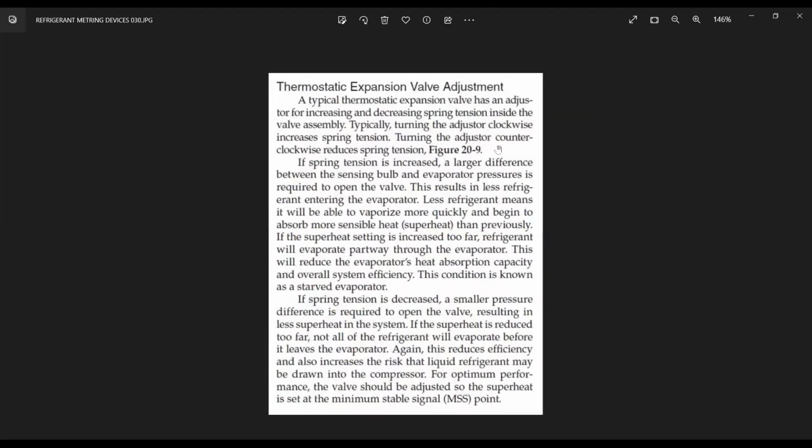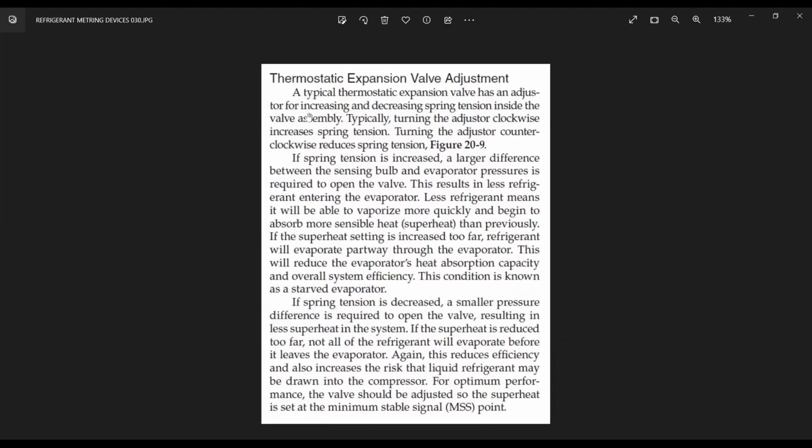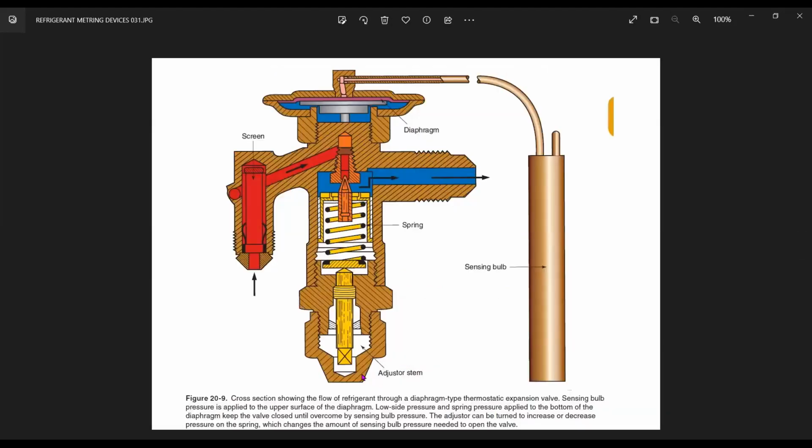So first, let us see a TXV. The TXV has an adjuster, basically for increasing and decreasing the spring tension inside the valve assembly. Typically, turning the adjuster clockwise increases the spring tension. Turning the adjuster counterclockwise reduces the spring tension. So you see the diagram first. You see this is the adjuster stem at the bottom of it.